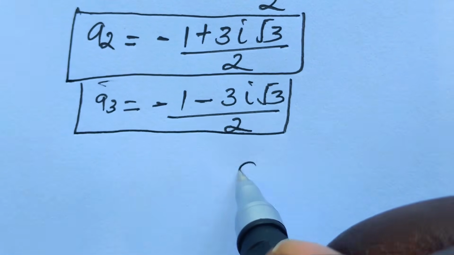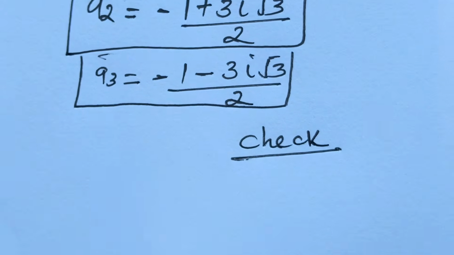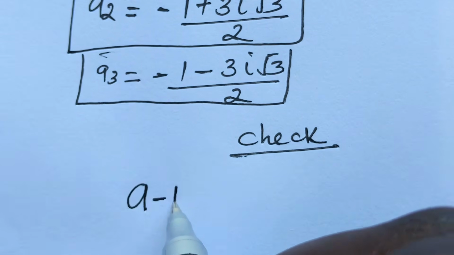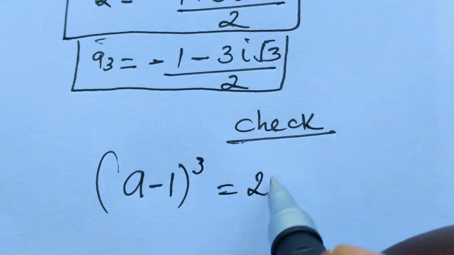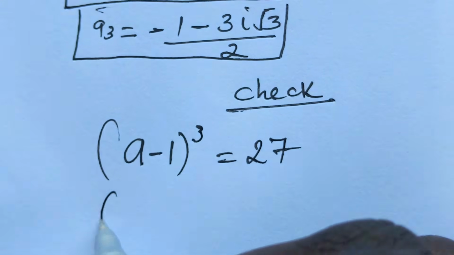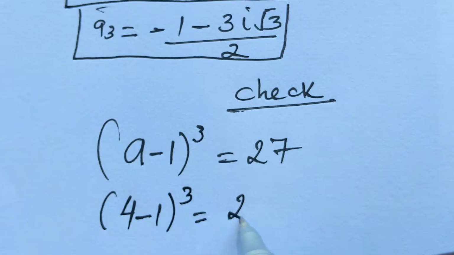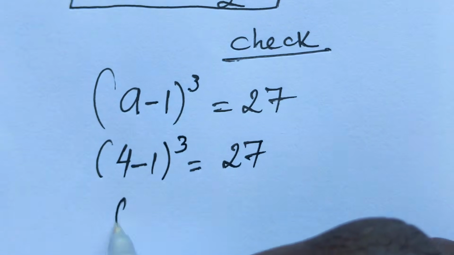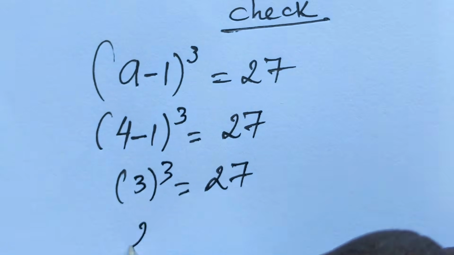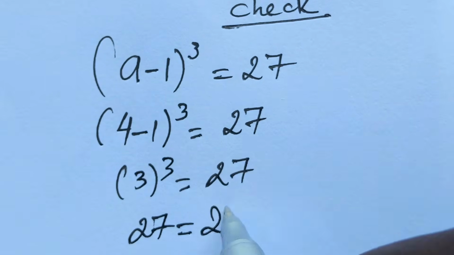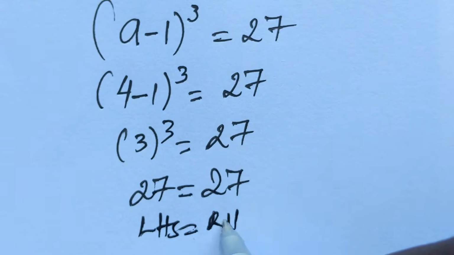And of course you have to check if the answer is correct. We were given (a − 1)^3 = 27. With a = 4, we have (4 − 1)^3 = 3^3, which is equal to 27, and 27 equals 27. Left hand side equals right hand side.